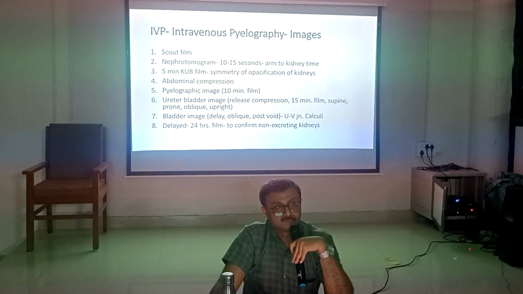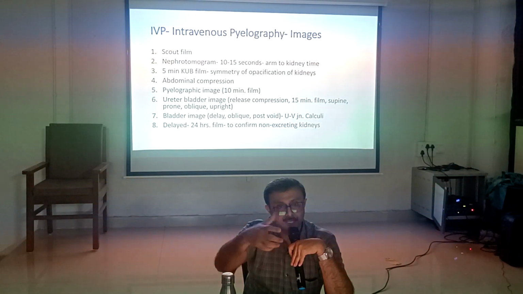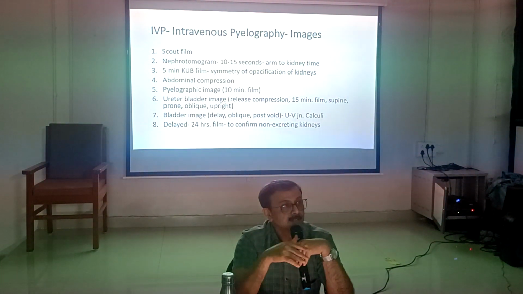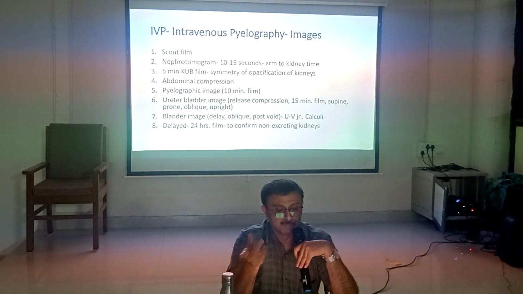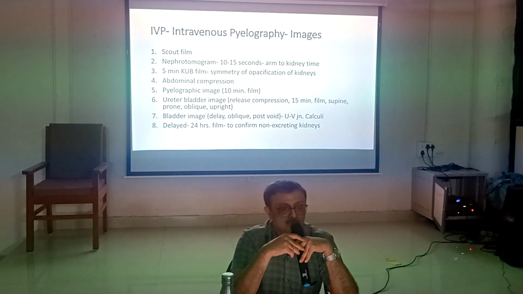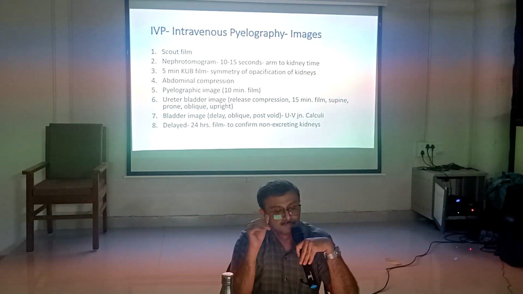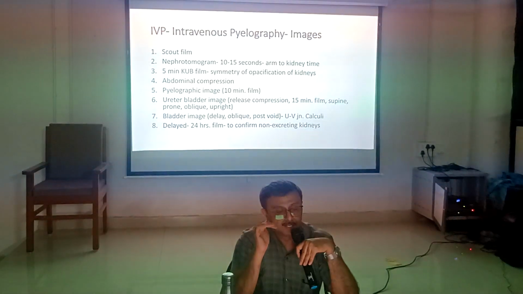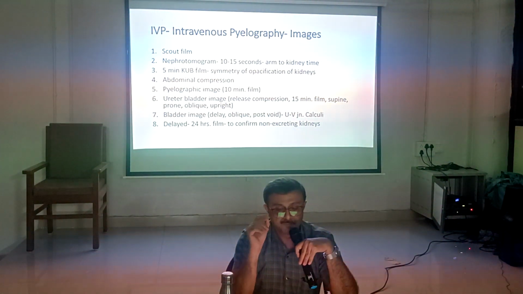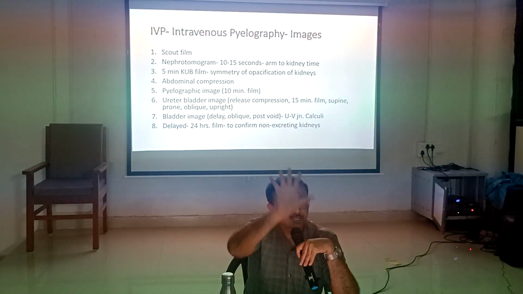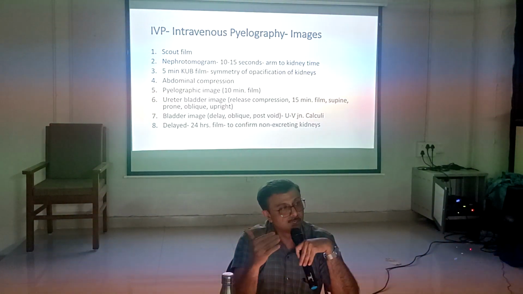Abdominal compression. Then we compress the patient's abdomen. The nephrogram has come, now the kidney is compressed, and the dye will be excreted into the pelvicalyceal system; it is mechanical. Then the pyelographic image. The 10-minute film is the pyelogram. Pyelography means dye is in the pelvicalyceal system. Ureteral and bladder image: release compression. After compression release, the 15-minute film: supine, prone, oblique, upright. So it will show the ureteral and bladder image.